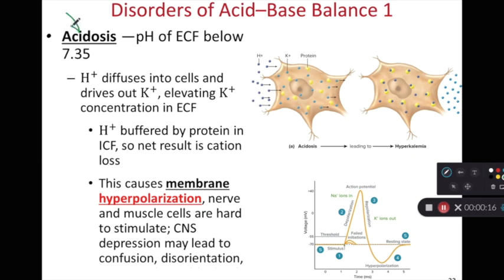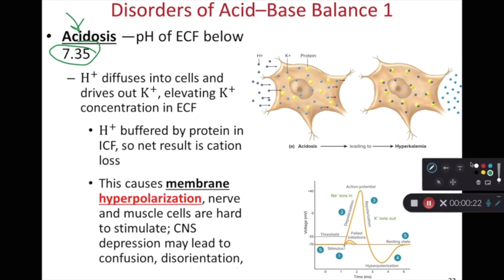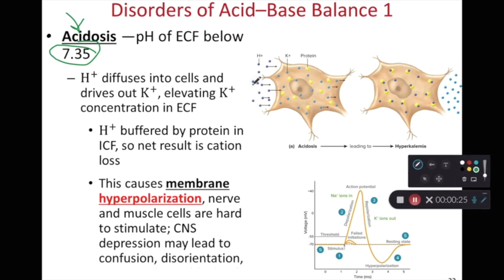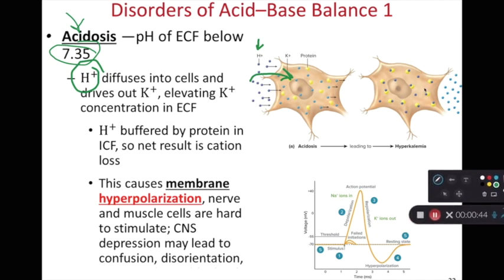As we look at acidosis, acidosis is when we have a pH below 7.35 in our extracellular fluid. In these situations, because we have too much acid, we have excessive amounts of hydrogen ions. The concentration of hydrogen ions outside of the cell is elevated, and hydrogens tend to move into the cell via diffusion. As hydrogens move into the cell, those positive hydrogen ions displace potassium ions, and the potassium ions are pushed out of the cell, while the hydrogen ions bind to negatively charged proteins within the cell.